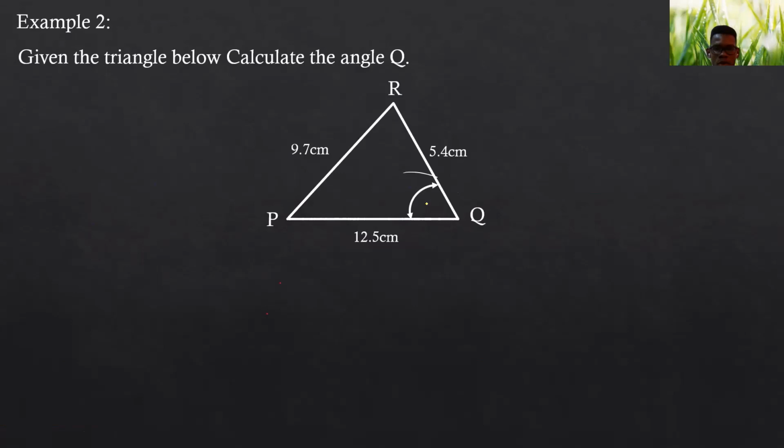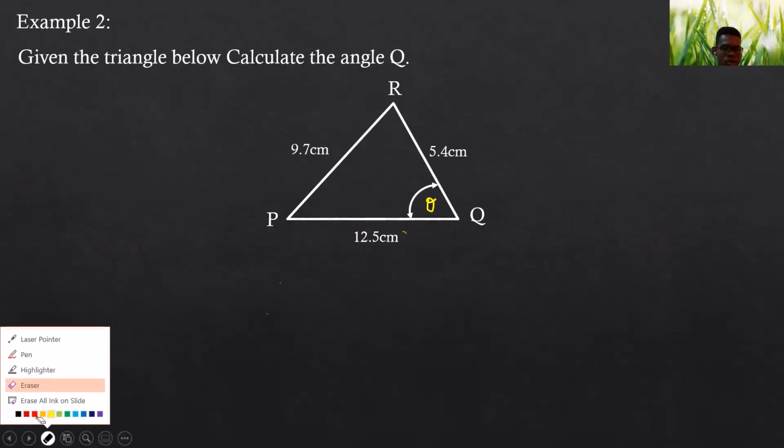Calculate the angle Q. This angle here, we're going to call it theta, is the angle that we're looking for. The only thing we have is all three sides. And this is what I said, you can use the cosine rule to find the angle when you have all three sides of the non-rectangle triangle.